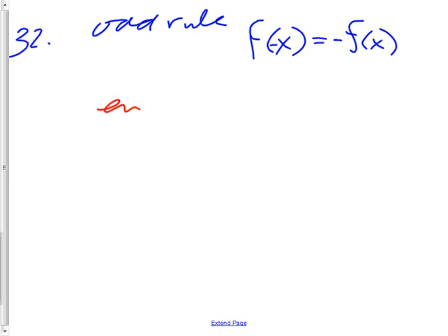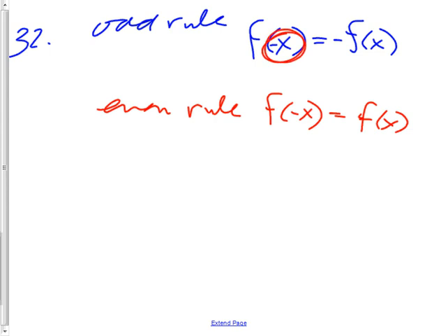The even rule is f of negative x starts the exact same way. Then there's only one way to do it. We've already had a negative on the outside. What's the last option? Just plain f of x. It doesn't have any negative at all. So what this is saying is, if I test it and I stick in negative x in my function, it should come out exactly the same as f of x for even, or as a negative in front of the function for odd.